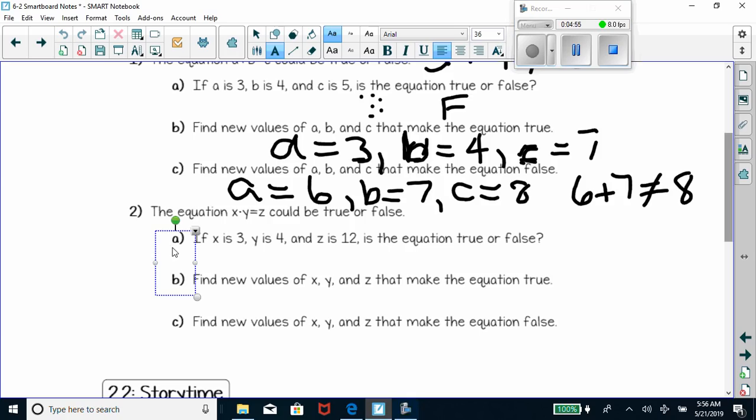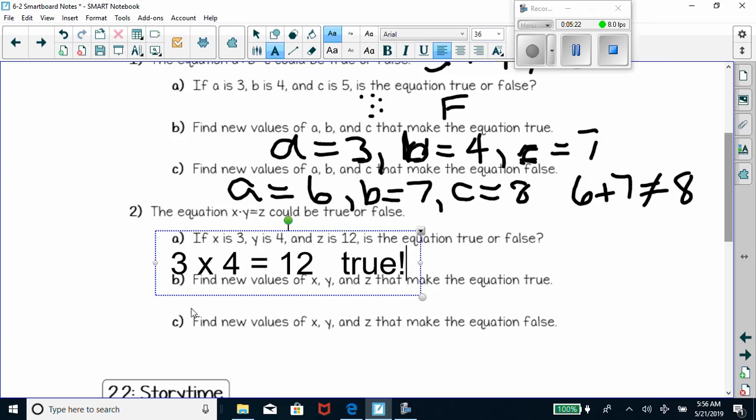Let's try this. I'm going to type this time because my writing is so terrible on here. So if x equals 3 and y is 4 and z is 12, we substitute those numbers in for the x times y equals z. Is the equation true or false? And we can pretty clearly see, we know our math facts, this is true.